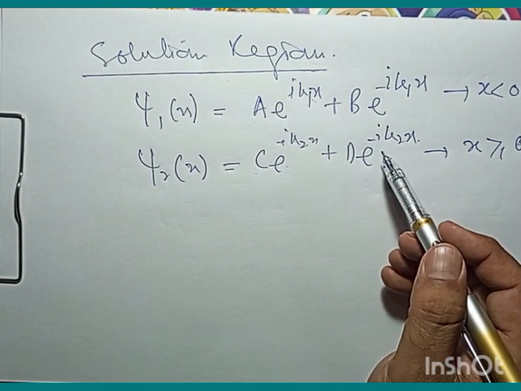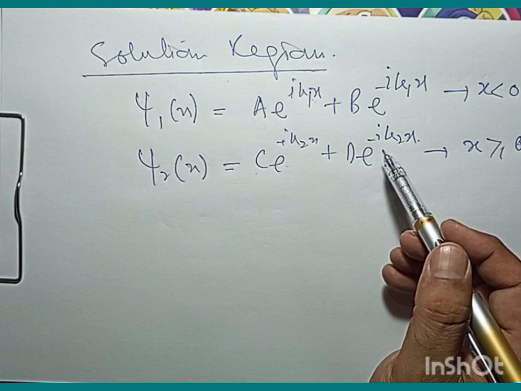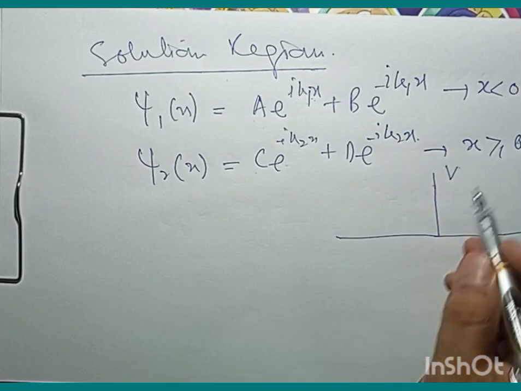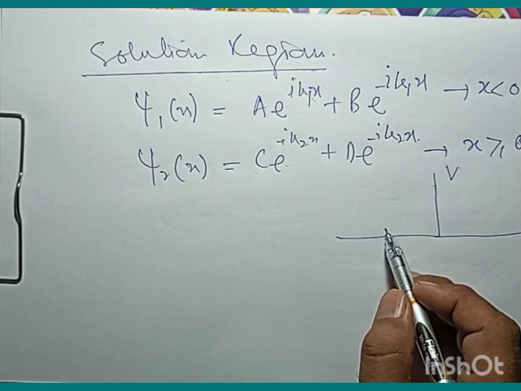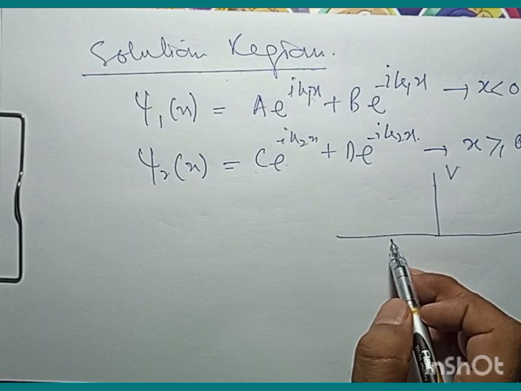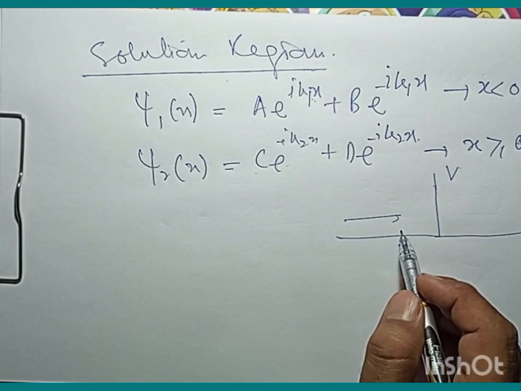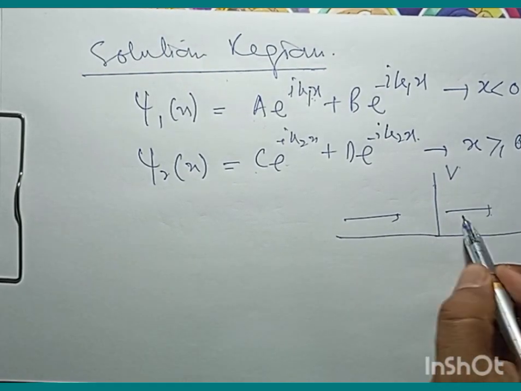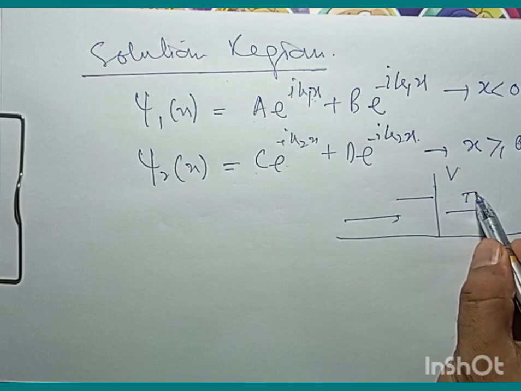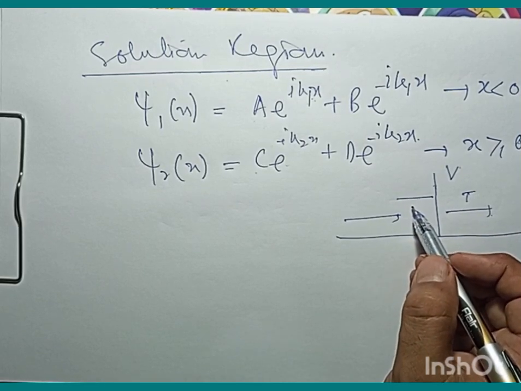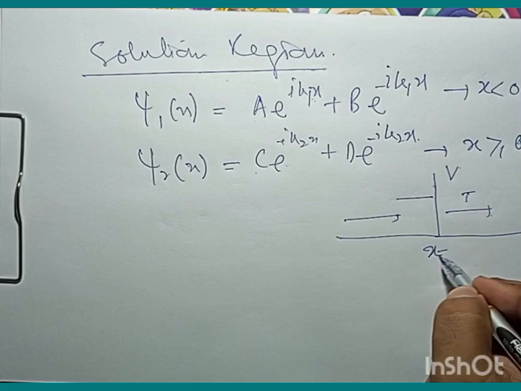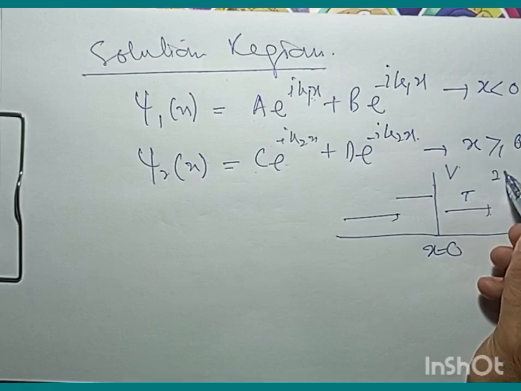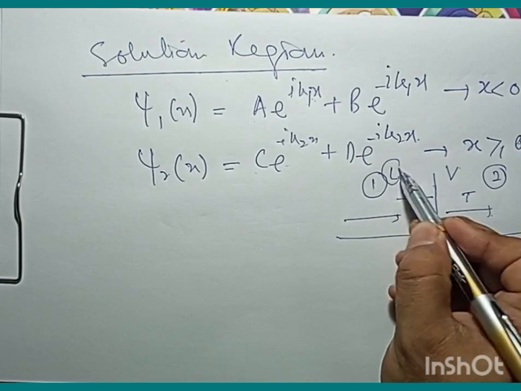And certainly in this case, the particles are initially incident on this potential. The situation is like this: we have a potential V here, and the particles have to hit this potential step from the left. There are two possibilities: the particles can be transmitted and they can be reflected. So there is a probability of transmission, and a probability of getting reflected at x equal to 0. This is region 2, and this is region 1, or I call them the left region and the right region.